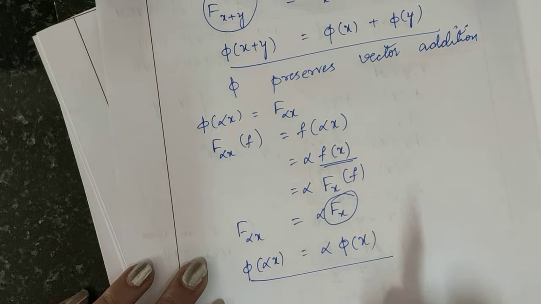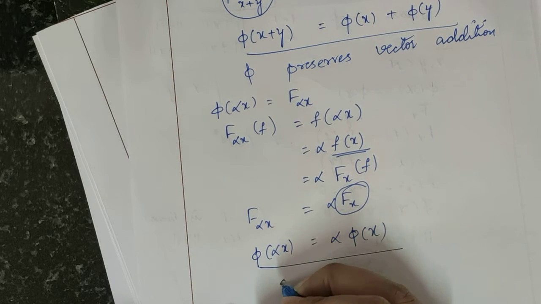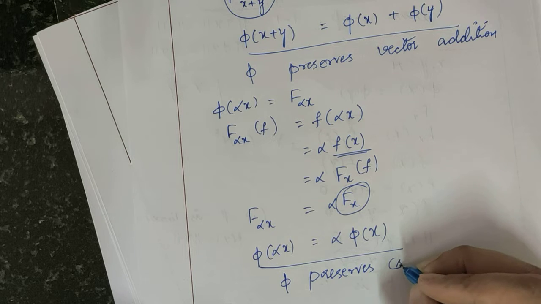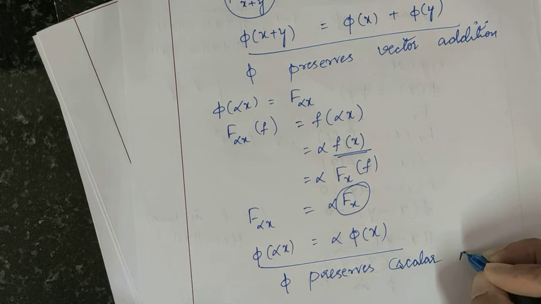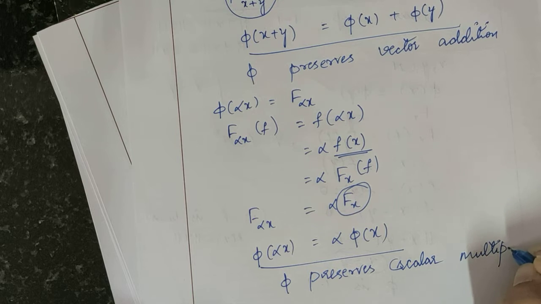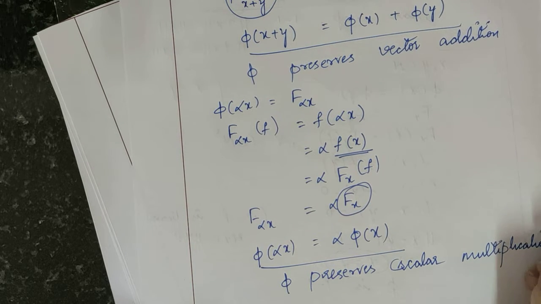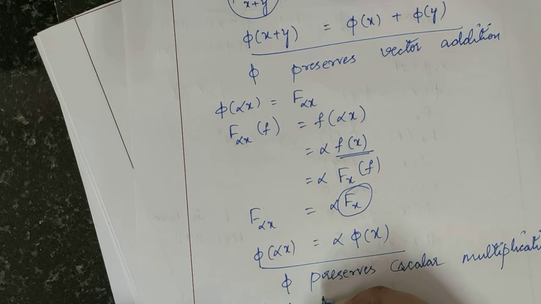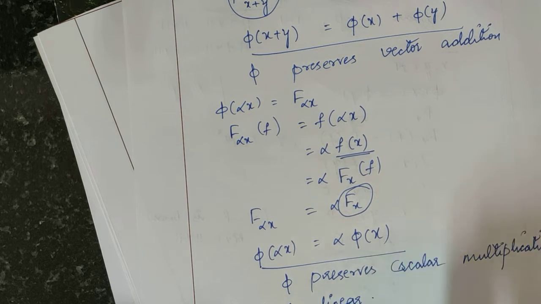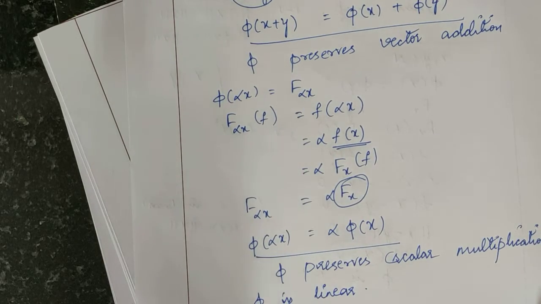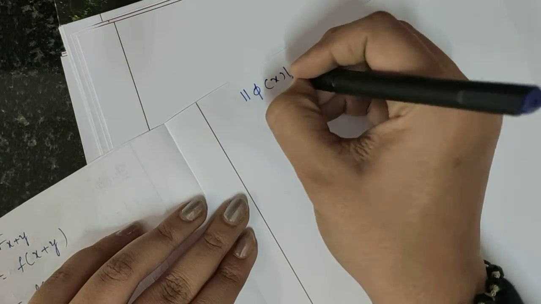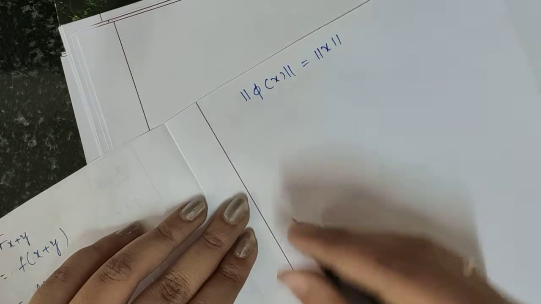So phi of alpha x is equal to alpha into phi of x, which means phi preserves scalar multiplication. So from these two conditions I can conclude that phi is linear. Now we have to prove one more condition in order to say it is an isometric isomorphism, that is, norm phi of x is equal to norm x.